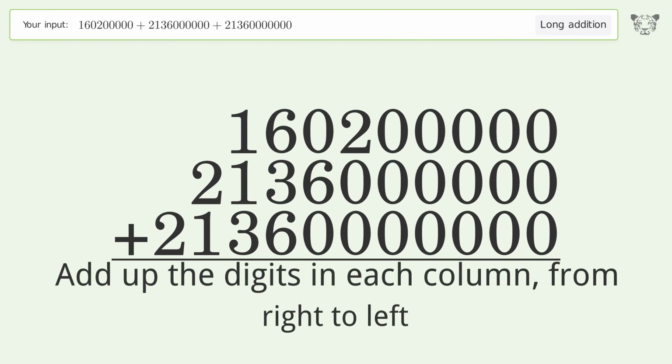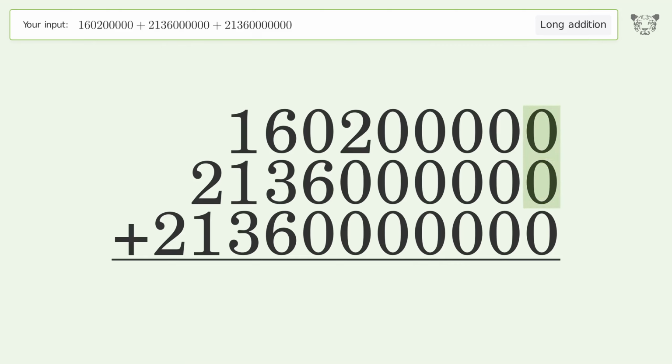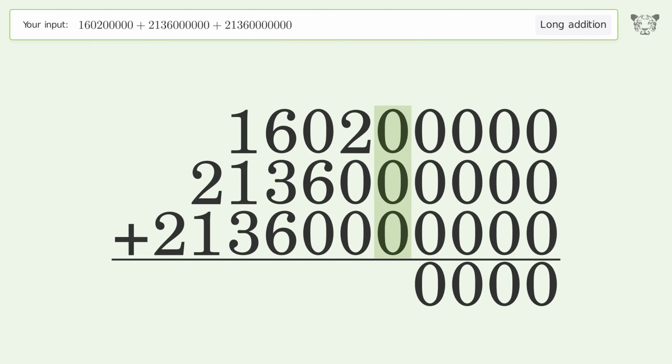Add up the digits in each column, from right to left. 0 plus 0 plus 0 equals 0. This repeats for the next four columns, each giving 0.